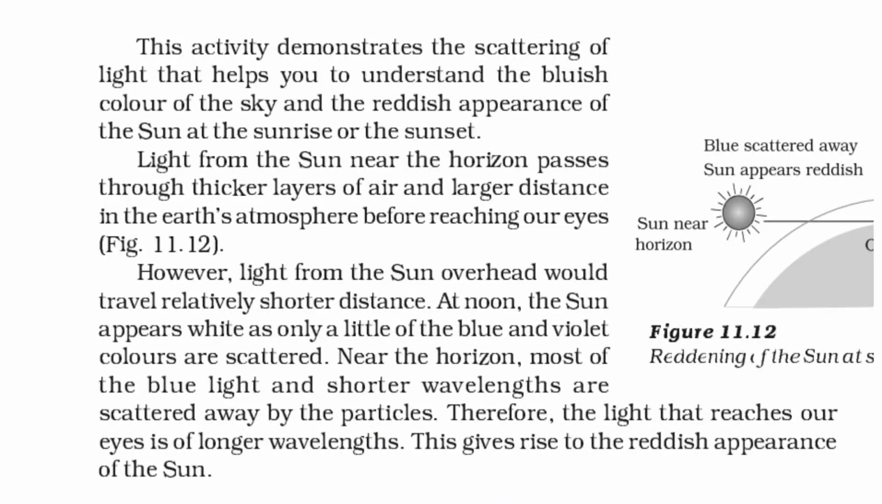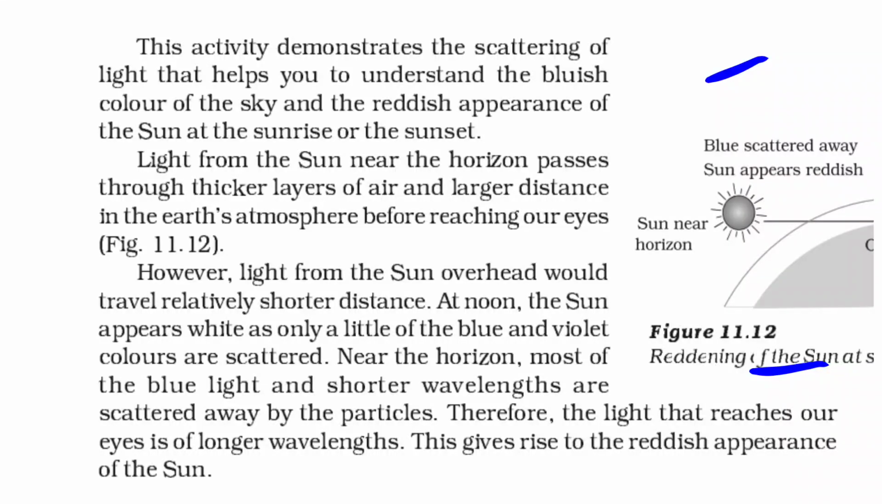This activity demonstrates the scattering of light that helps us to understand the bluish color of the sky and the reddish appearance of the sun at the sunrise and the sunset. Light from the sun near the horizon passes through thicker layers of air and a larger distance in the Earth's atmosphere before reaching our eyes. That is shown in figure 11.12. However, light from the sun overhead would travel a relatively shorter distance.